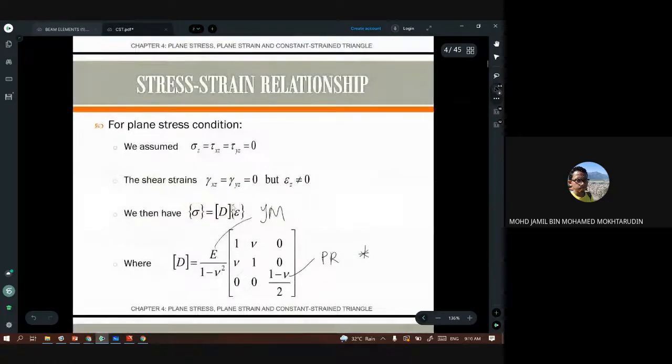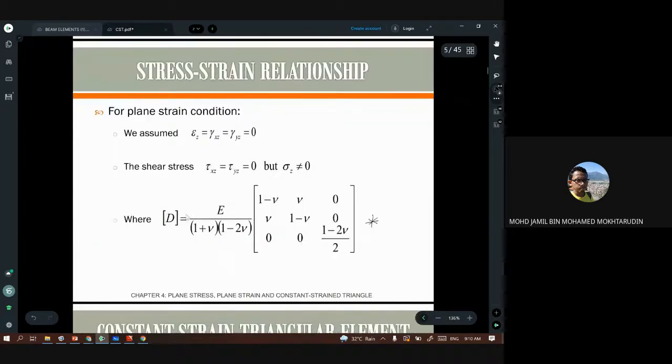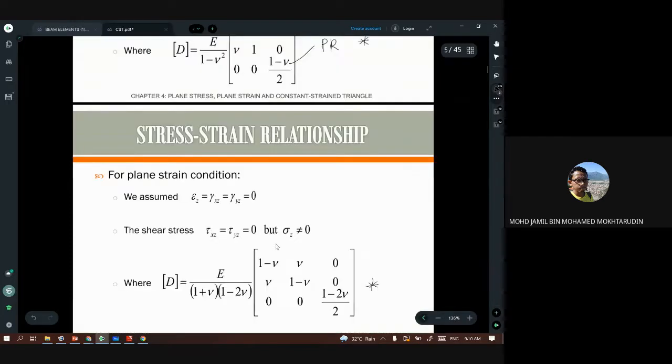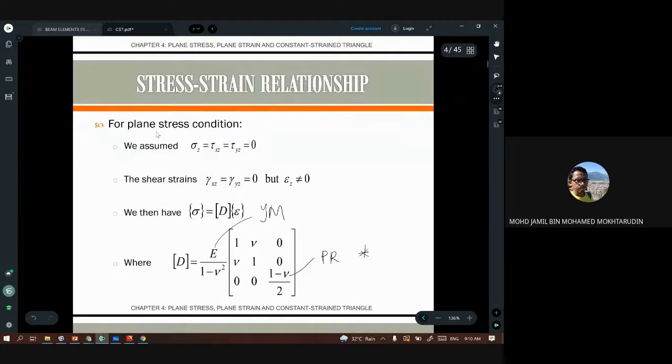And then the next formula is the D. D for plane stress is this one, and D for plane strain is this one. So it depends on what the question wants. If the question says plane strain, you use this D. But I think most of the time the question will say plane stress, because plane stress is used for a very thin element. So this is the D for plane stress.